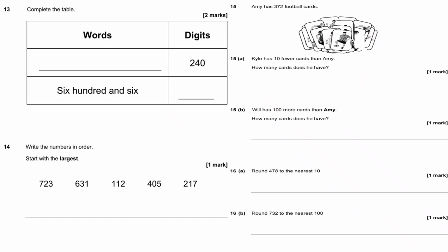Question 13, complete the table. We got words and digits. Okay, let's do this bit actually first. Okay, so 606, that'll be 606 like that. Okay, 240, so it's going to be 2, so TWO, 100, and 40.